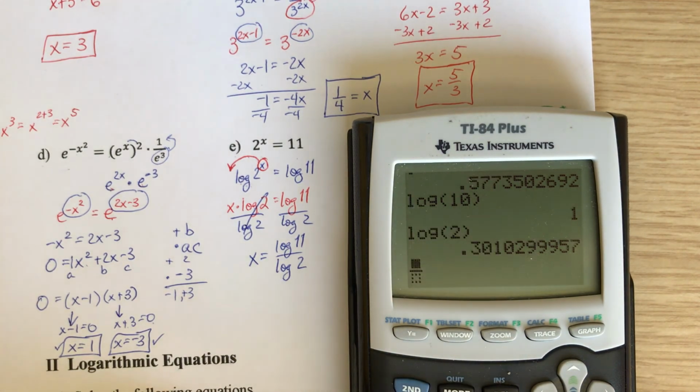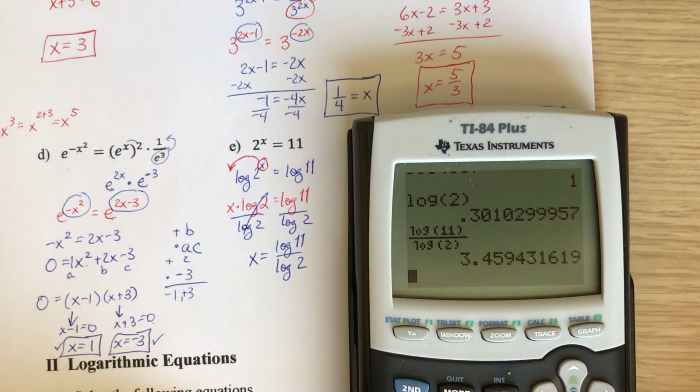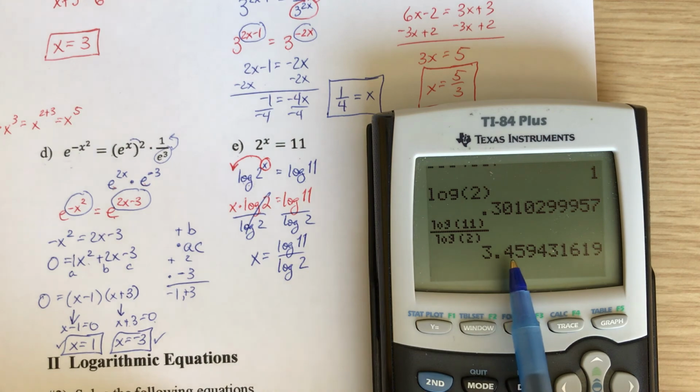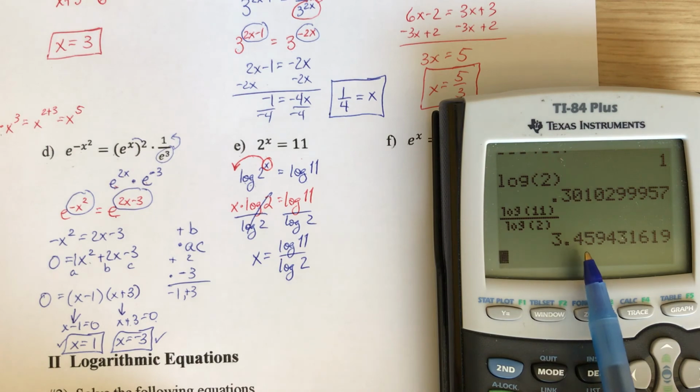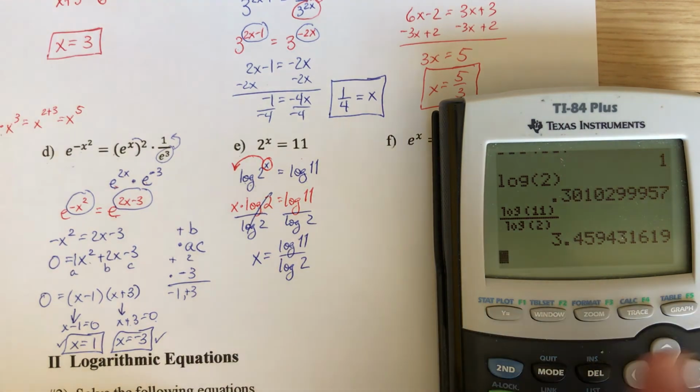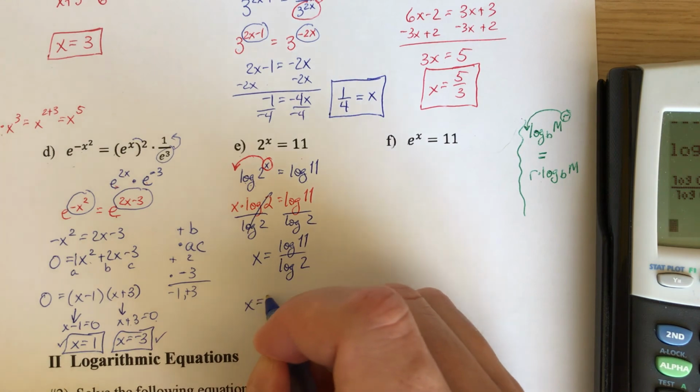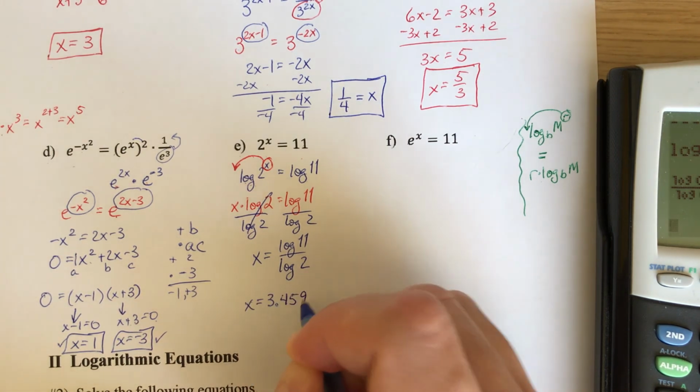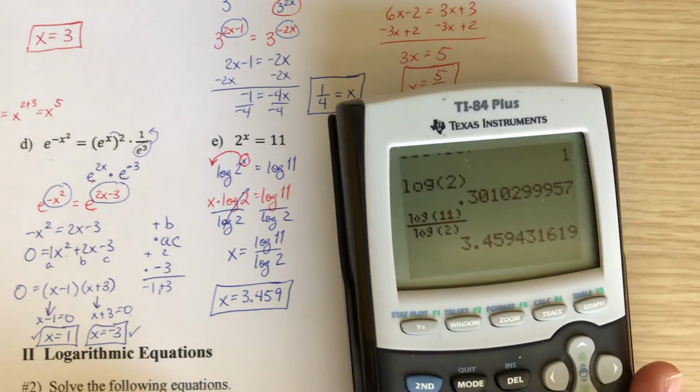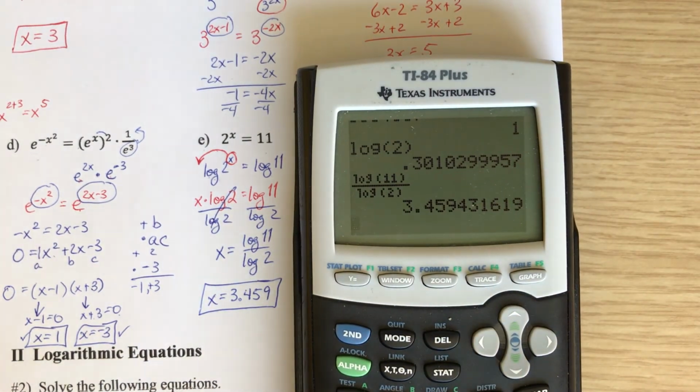Okay, so we've got log 11, that's our numerator, divided by log 2. And we get 3.459431619, and that's going to keep going and going. Now, I'm going to round it. If you round it to the tenths place, it's okay, but I'm going to go a little further than that. I'm going to say 3.459. I'm going to go to 3 places. So x equals 3.459. The reason I'm going to go that far is I'd like to check this.